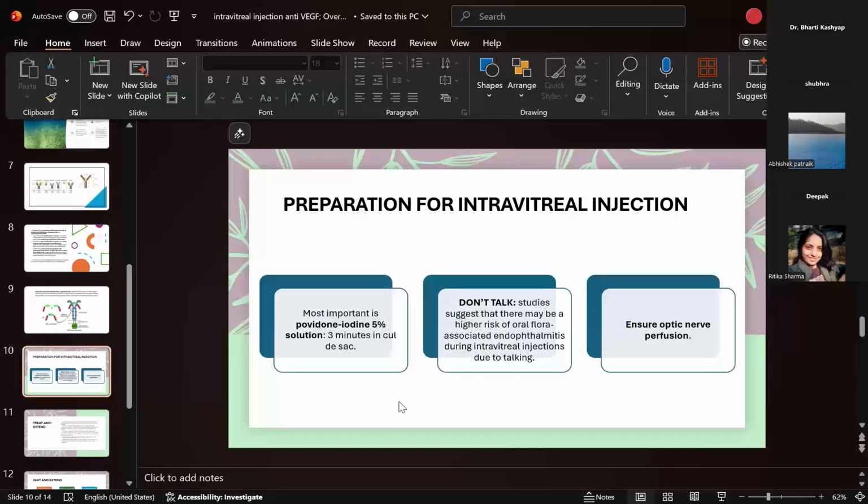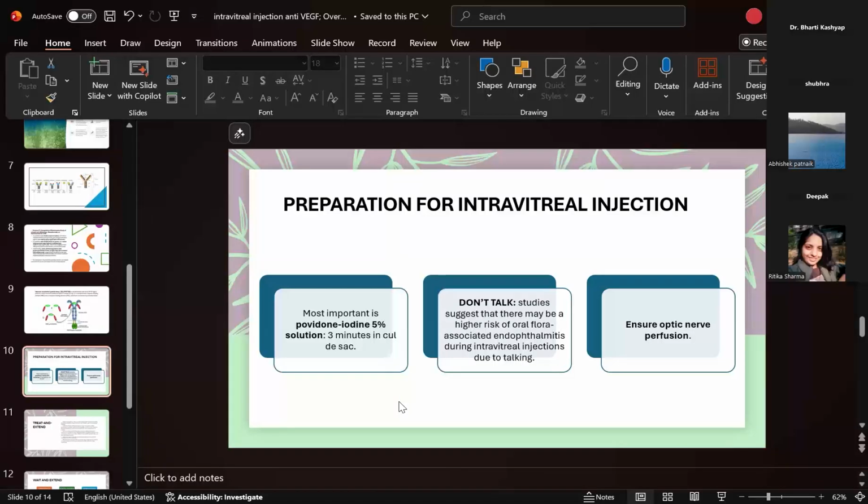Now come to the most important point, preparation for intravitreal injection. Preparation starts right from the time you see a patient inside the OPD. You know the patient is having a diabetic edema or an RVO or neovascular AMD. You do a basic preparation, like you check the vitals, the blood pressure, and any signs of nephrotoxicity or myocardial infarction in the recent 6 months. That is very important to rule out, because if it is so, then you delay the intravitreal anti-VEGF injection.